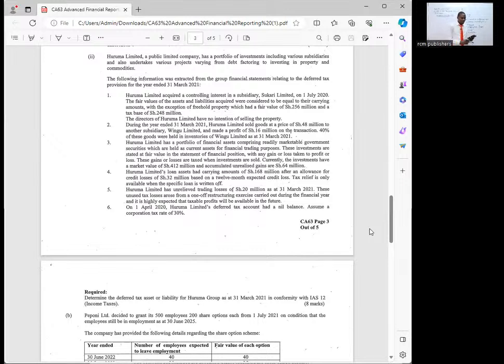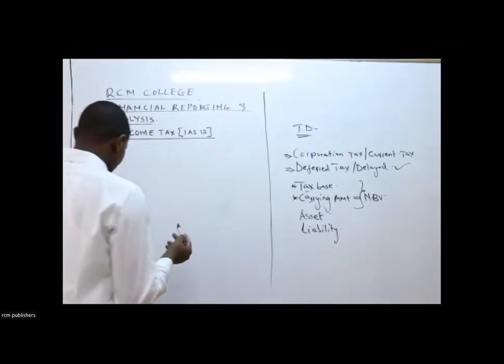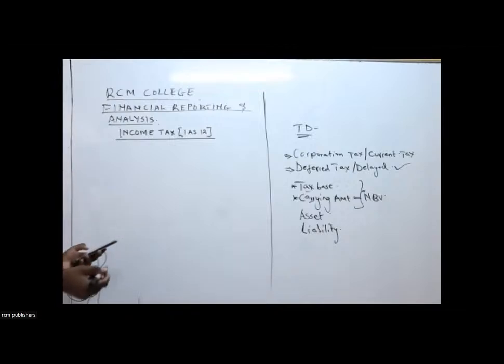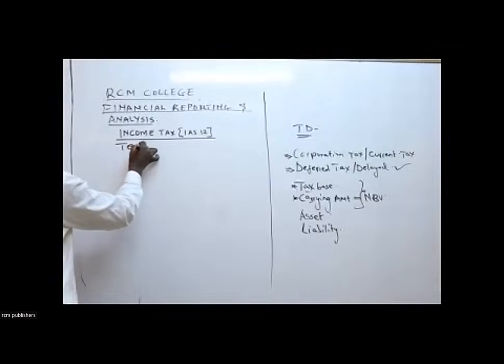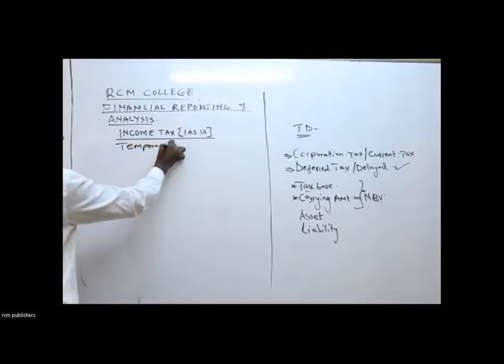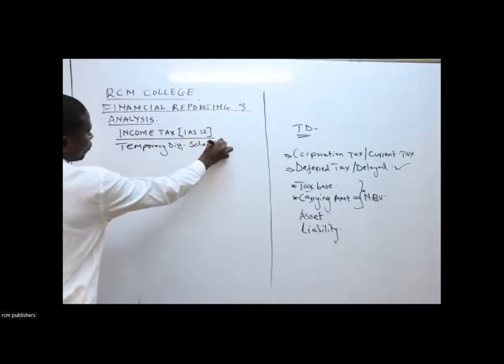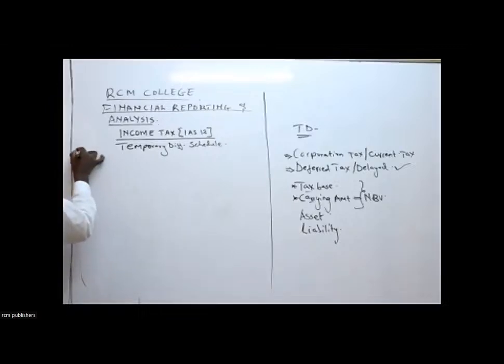So class, allow me to stop sharing this, and then have a schedule here. I can call it the temporary difference schedule. So we can have some few columns, maybe 4 columns. The first one, of course, will be for particulars or details. So we have details.